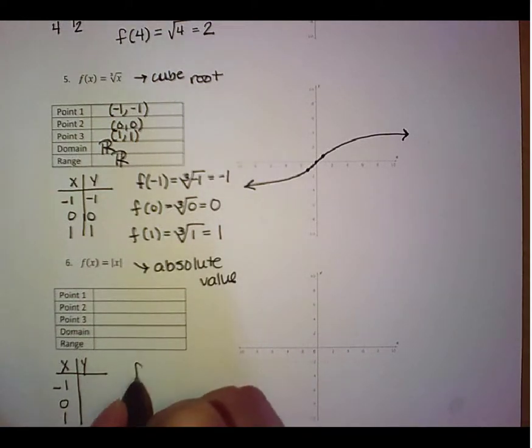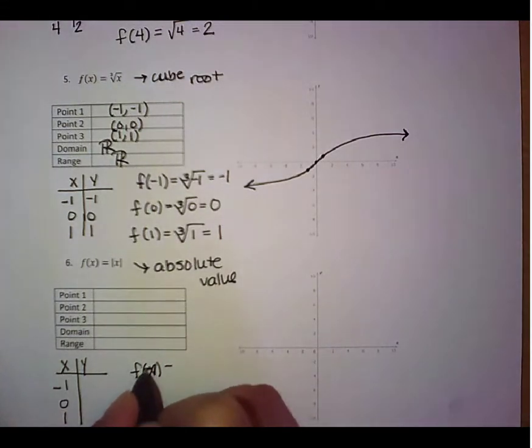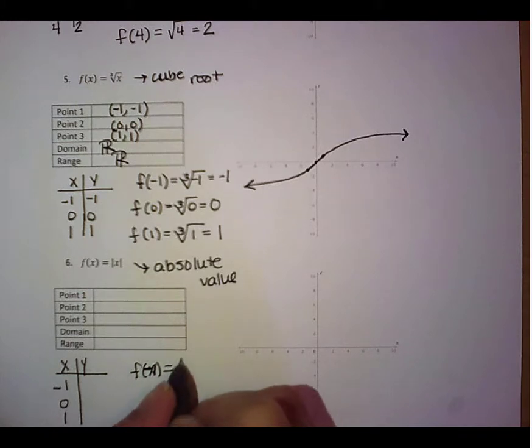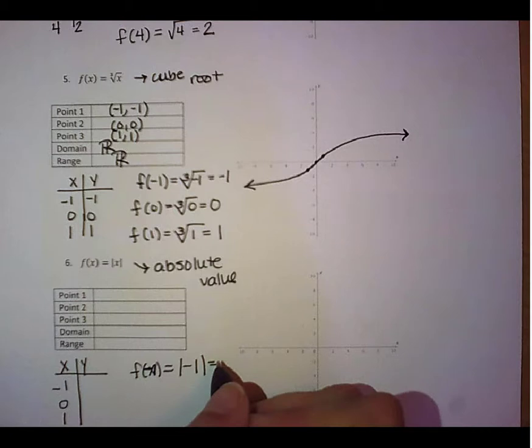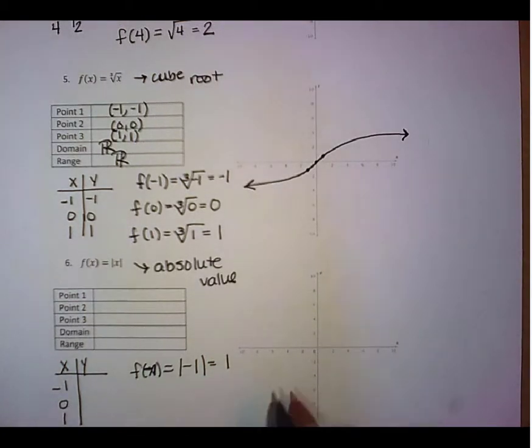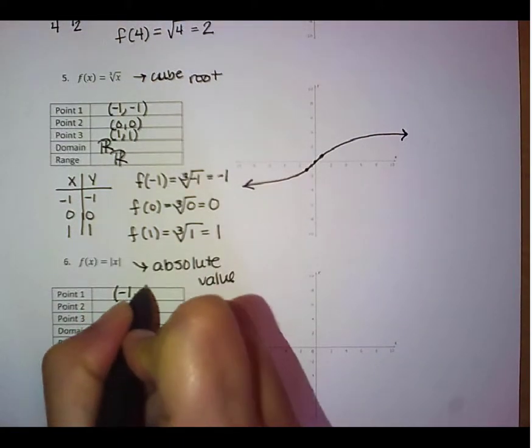So we're going to start off with f of x, so f at -1 equals the absolute value of -1. Remember, absolute value, all it does is make everything positive. So the absolute value of -1 would be a +1. So our first point here would be -1, comma 1.